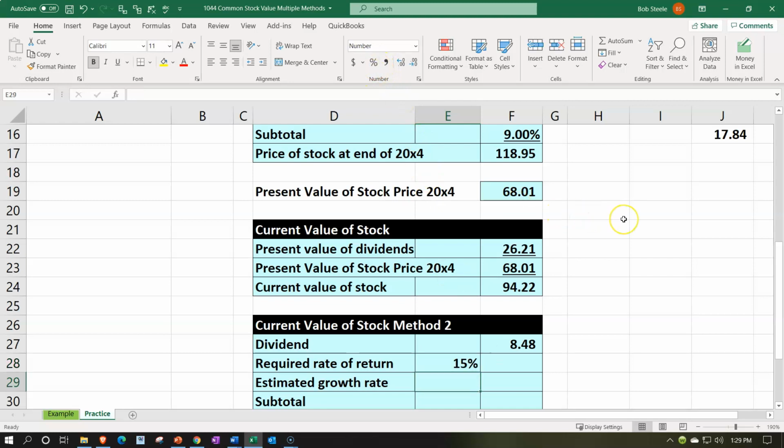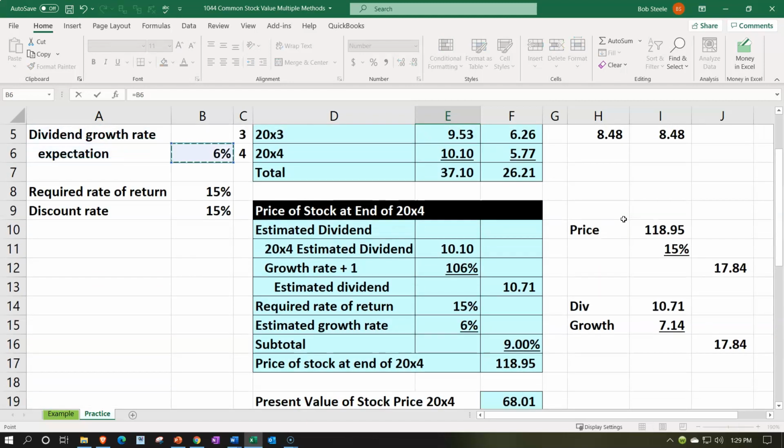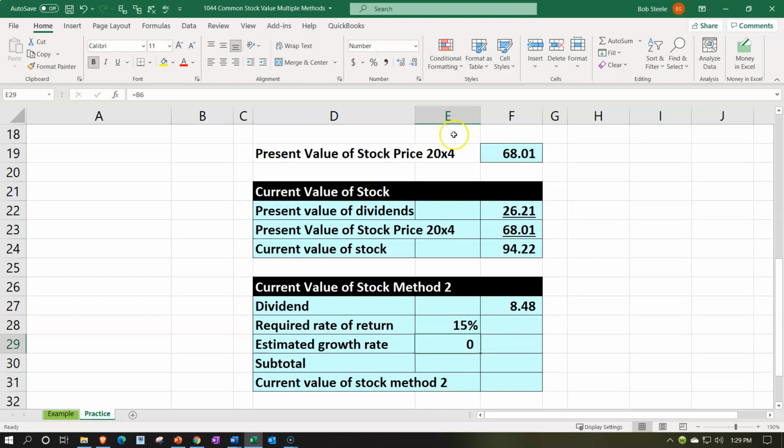And then the estimated growth, once again, is the 6% that we're estimating here. So I'm going to percentify it and underline it. We subtract those two, the 15 minus the 6, and make it a percent. So we have our 15% required rate of return, the estimated growth rate of 6%, therefore we have the 9% left after the estimated growth.